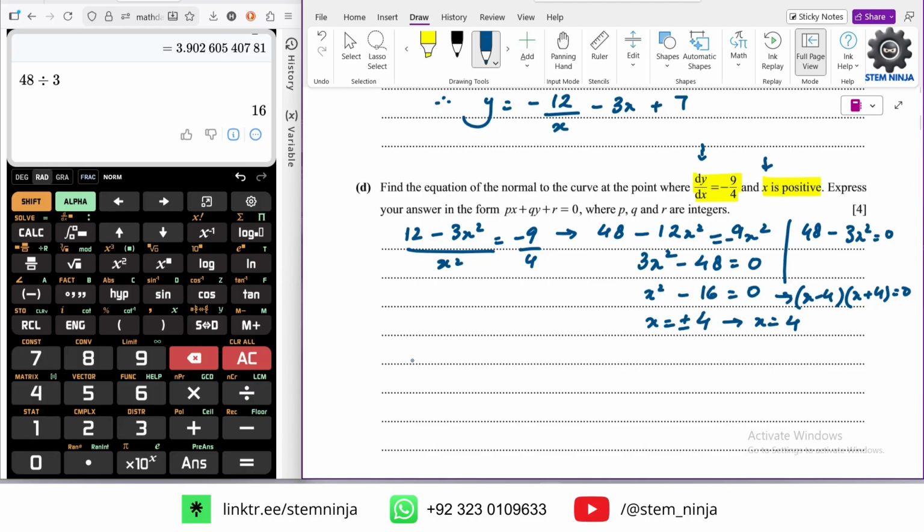Okay? So at x equal to 4, dy by dx is minus 9 over 4, so we need the value of y. Minus 12 over 4 minus 3 times 4 plus 7. So 4 times 3 minus 3, minus 12 minus 15 plus 7, minus 8. Okay. So y minus y1, m times x minus x1.